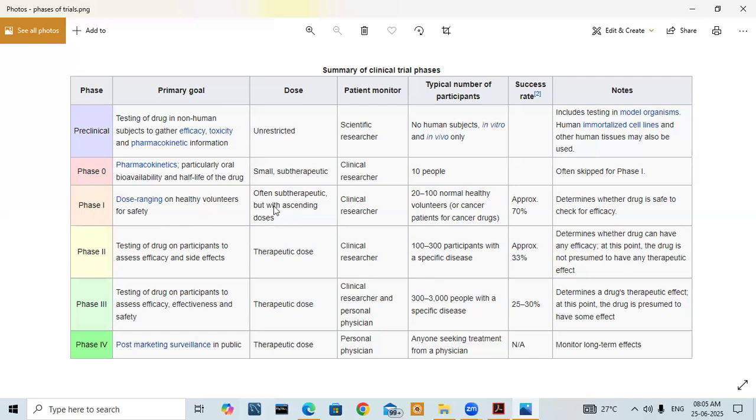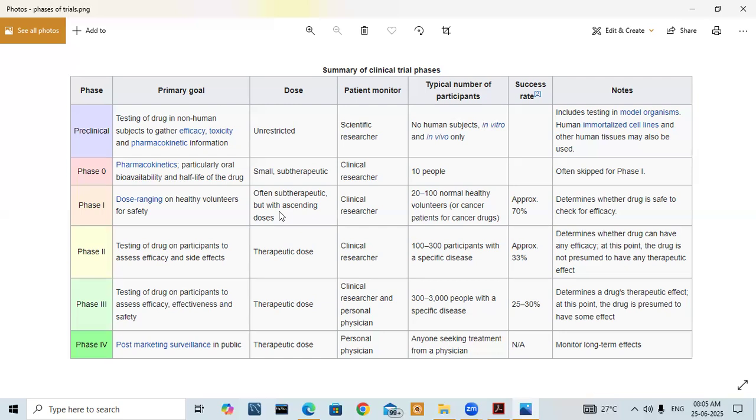And here the dose is usually what? Subtherapeutic dose only. What is the meaning of subtherapeutic dose? I told you, the therapeutic dose of paracetamol is 500 milligram. If I am using 100 milligram of paracetamol in a clinical trial, it is known as what?